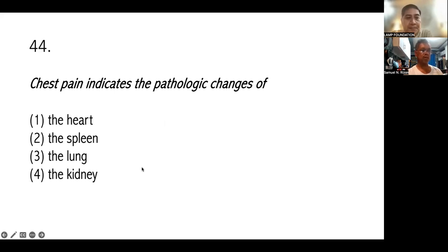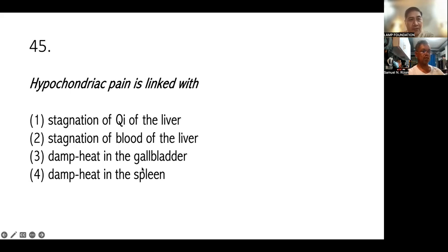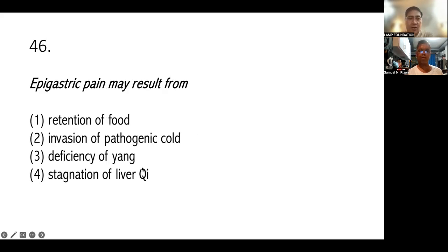Number 44. Chest pain indicates pathologic changes in the heart, the brain, the lungs, or the kidney. Definitely for chest pain, heart and lung po yan, Doc. Parating magka-partner, no? Okay, 45. Hypochondriac pain is linked with stagnation of Qi in the liver, stagnation of blood of the liver, damp heat in the gallbladder, damp heat in the spleen. Hypochondria po, liver and gallbladder po yung ganun. So, 1, 2, and 3, letter A po. Okay. Answer is A. Let's go to number 46.